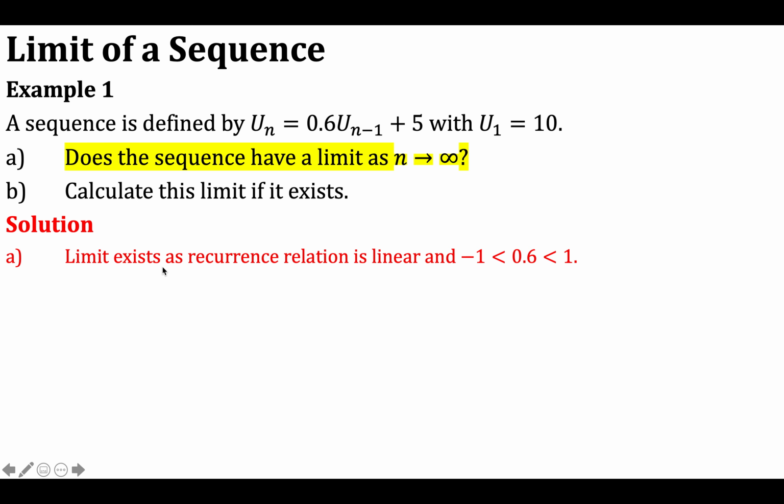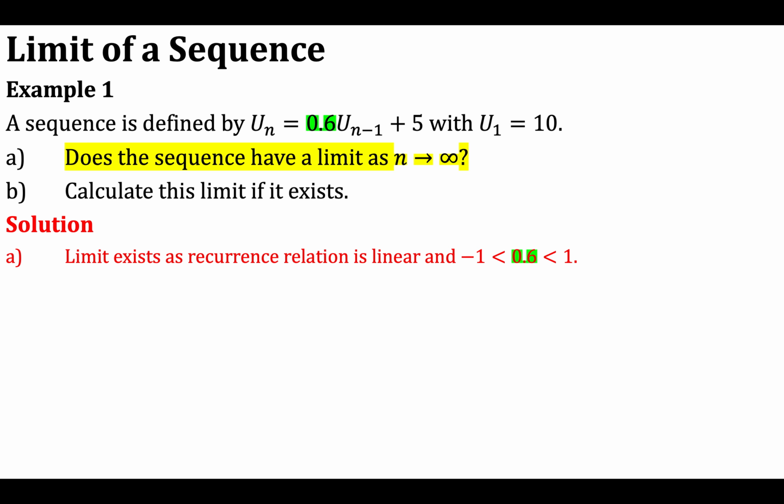So we have to say a limit exists as the recurrence relation is linear. Now this is something we have to write every time. I have talked about linear sequences since we started this topic. We're only dealing with linear sequences in Higher, so we have to write this in order to get the mark, and we have to write this part as well: 0.6 lies between -1 and 1. So any limit question, folks, any limit question at all, this is always the first mark. Limit exists as recurrence relation is linear, and a lies between -1 and 1, but you actually have to state the value of a so that this is a numerical comparison. So every single time, I can't stress this enough.